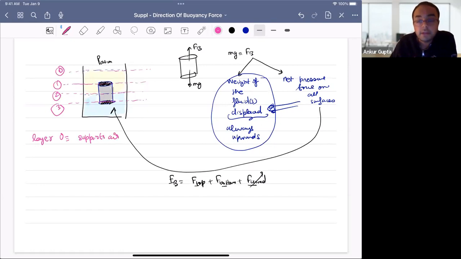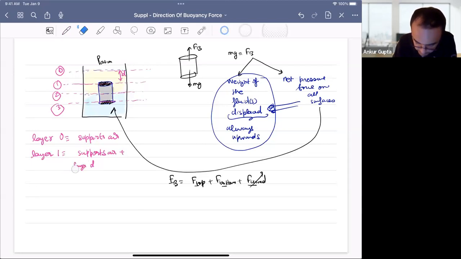Supports the weight of air. Okay. Layer 1 supports air as well. It is not that air has vanished, but it is supporting air plus, let's call this distance d, a layer of oil with thickness d. Okay, so oil with thickness d.